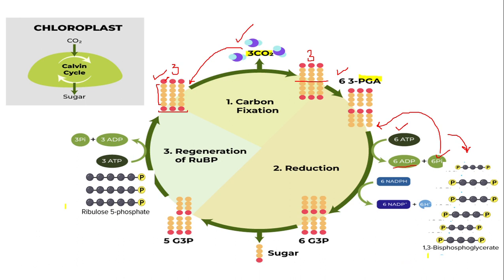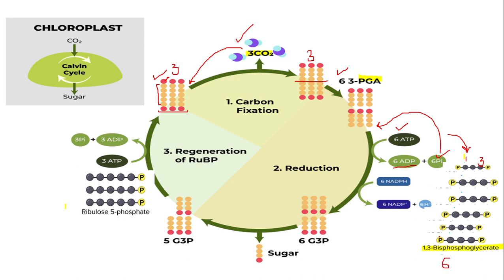1,3-bisphosphoglycerate. Why is it called 1,3-bisphosphoglycerate? Because the phosphate is attaching to carbon number 1 and carbon number 3 of these compounds. Here it is carbon number 1, and here is carbon number 3. So this is called 1,3-bisphosphoglycerate. And you can see that a total of 6 molecules of 1,3-bisphosphoglycerate are formed.